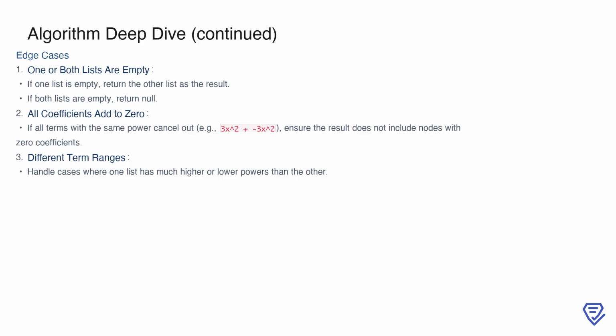It's important to consider several edge cases when implementing this algorithm. If one of the input lists is empty, we simply return the other list as the result since there's nothing to add. If both lists are empty, we return null, as there's no polynomial to represent. Another edge case occurs when all terms with the same power cancel out due to their coefficients summing to zero. In this scenario, we ensure these terms are excluded from the result to avoid unnecessary nodes. Additionally, the algorithm must handle cases where one polynomial has terms with much higher or much lower powers than the other. By iterating through the list sequentially, we can seamlessly manage these differences and produce a correct result.